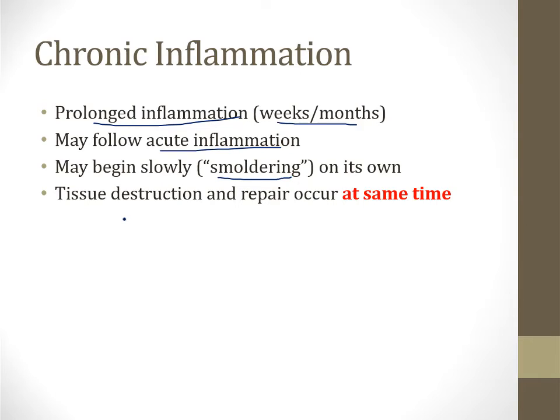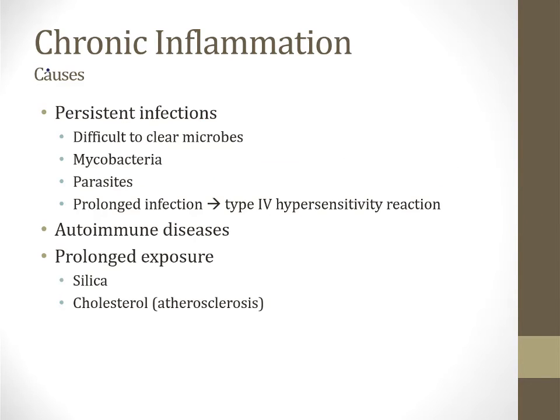And one of the hallmarks of chronic inflammation, and one of the things that makes it distinct from acute inflammation, is that in chronic inflammation, you have tissue destruction from the inflammatory process and tissue repair occurring at the same time. And that's a key feature that defines chronic inflammation. So what are some of the potential causes of chronic inflammation?